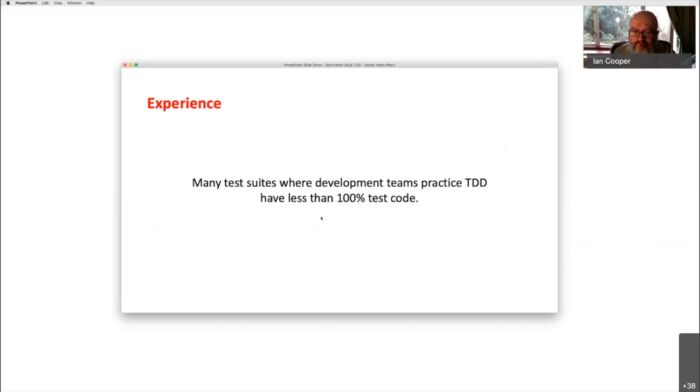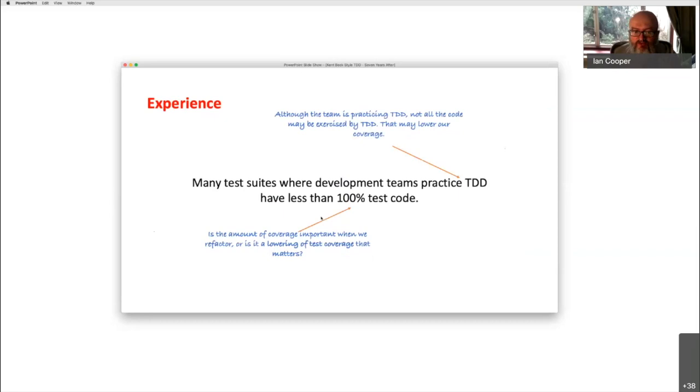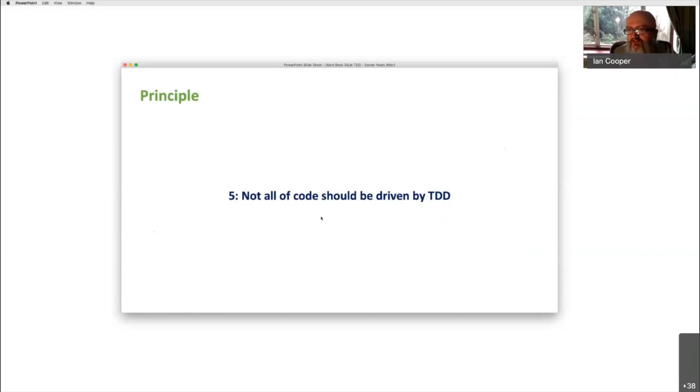Of course, we do actually have less than 100%, quite often. So why is that? Is that because we've got problems, right? Is that because things happened in the past that are wrong? One of the things that we need to understand at this point is not all of our code should be driven by test-driven development. TDD is suitable really for finding our domain, finding the behaviors of that domain and how it works. It's not suitable for a lot of other things.